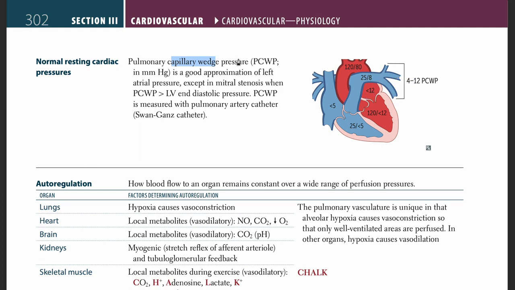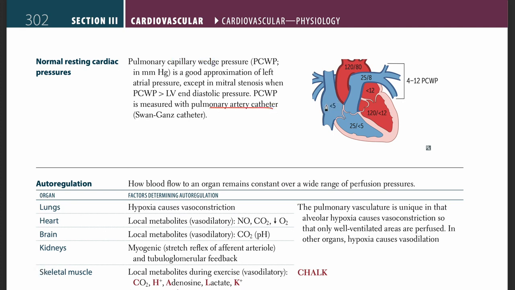So to check that, what do they do? They put the catheter in the pulmonary artery through the left atrium anyways. Okay, so that's why this is a good approximation of left atrial pressure, except in mitral stenosis, when left atrial pressure is more than the left ventricle's diastolic pressure. Okay, so it's measured with a pulmonary artery catheter, and you need to know what these are.